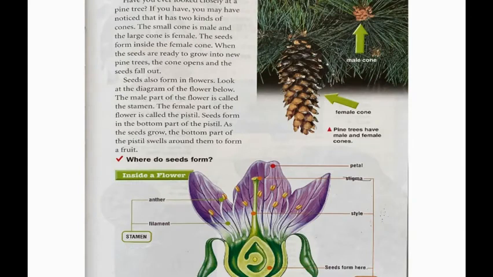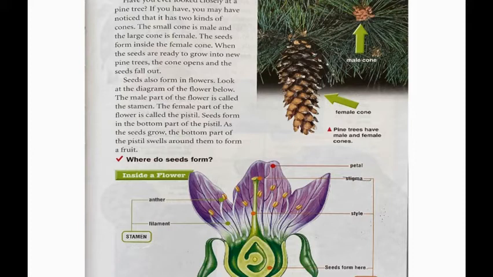Where seeds form. Have you ever looked closely at a pine tree? If you have, you may have noticed that it has two kinds of cones. The small cone is male and the large cone is female. The seeds form inside the female cone. When the seeds are ready to grow into new pine trees, the cone opens and the seeds fall out.